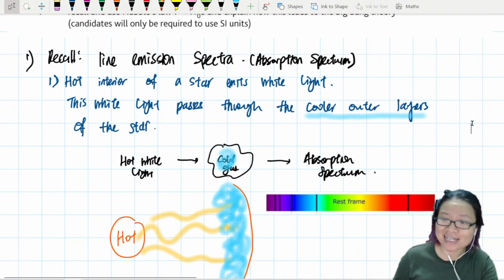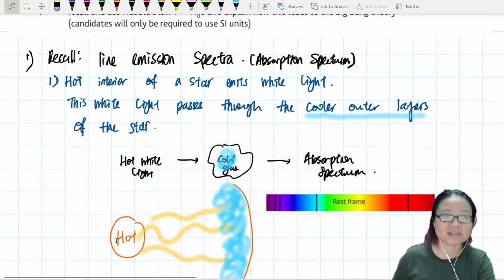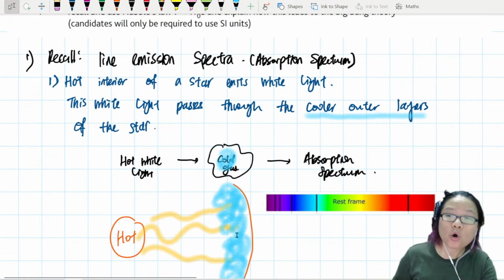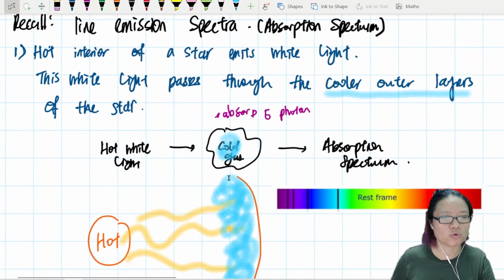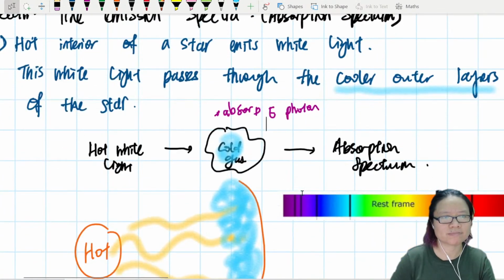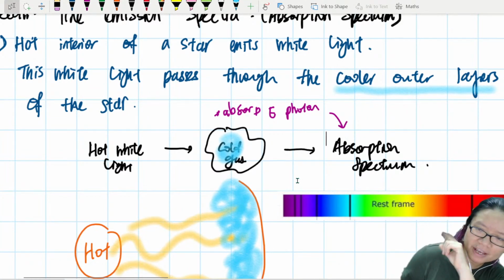So what is line emission spectra? The hot interior of the star sends out white light that passes through the cold gas. The cold gas absorbs energy of a specific wavelength, as you explained before in quantum physics 1. It absorbs the energy of the photon. So once it absorbs the energy of the photon, we will have this absorption spectrum: this rainbow color with missing wavelengths.